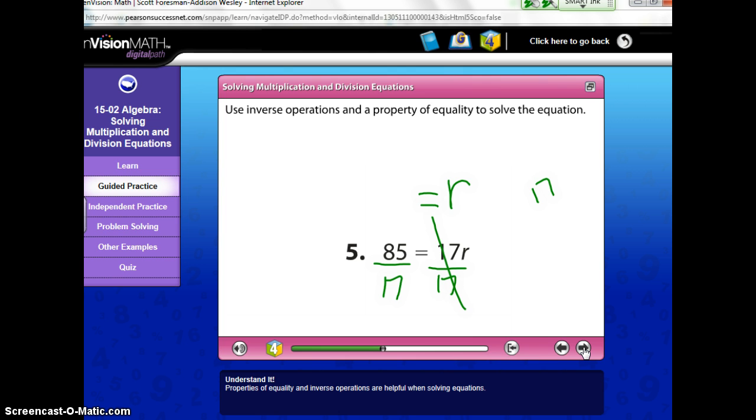Now, if you don't know, try a few things. How many 17s are in 85? Well, 17 times what is going to give us 85? I always think to myself, what number can I put right here that'll make a 5 right away? Natasha? It's 5. You're right. The answer is r equals 5.